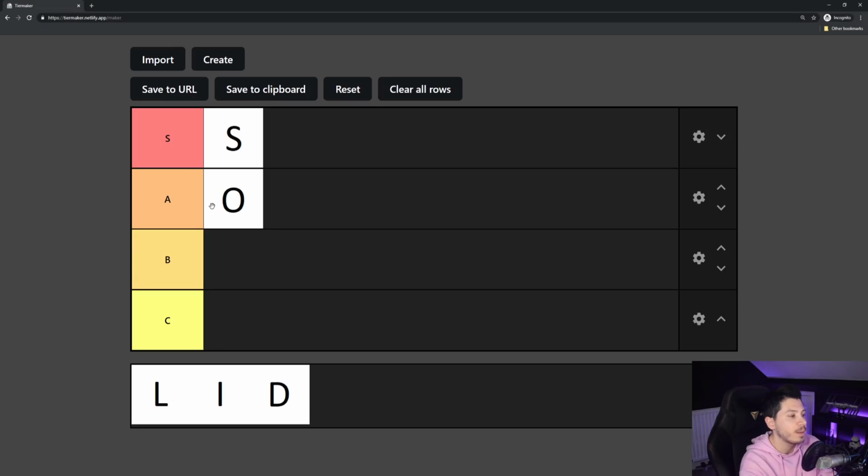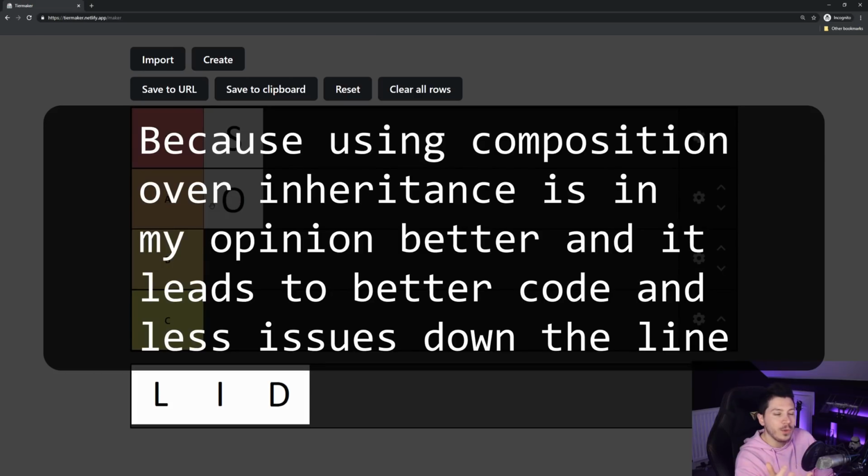Next one is Liskov substitution principle. And the interesting thing about this principle is that in software that I write, which is usually microservices, actually it's always microservices, you don't really use inheritance.